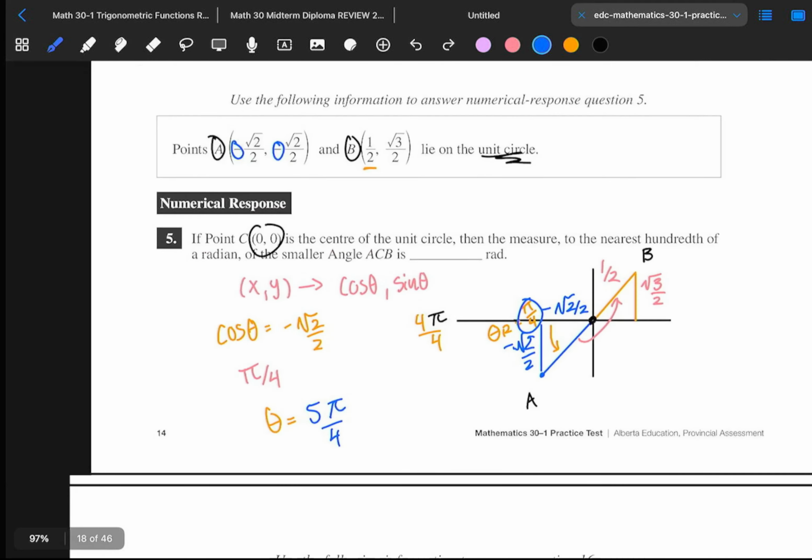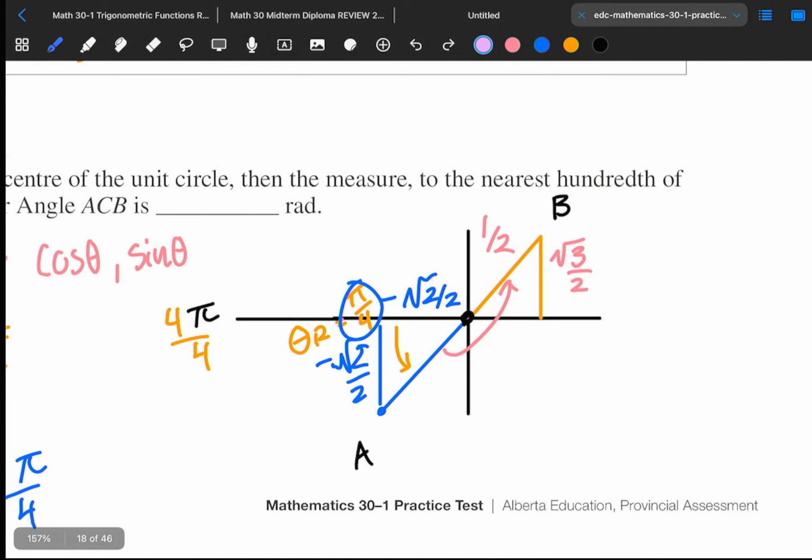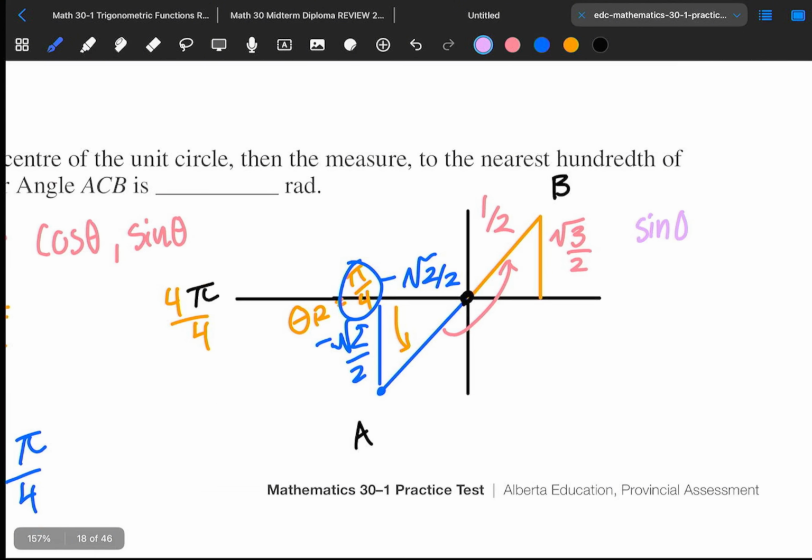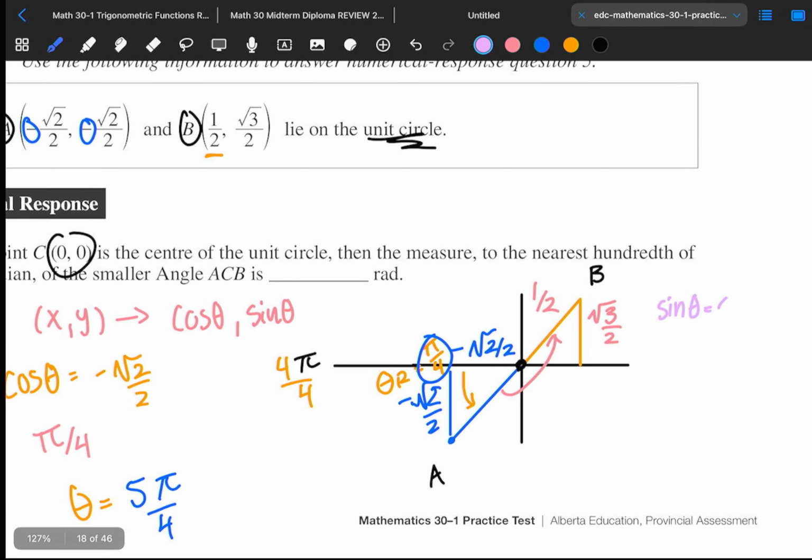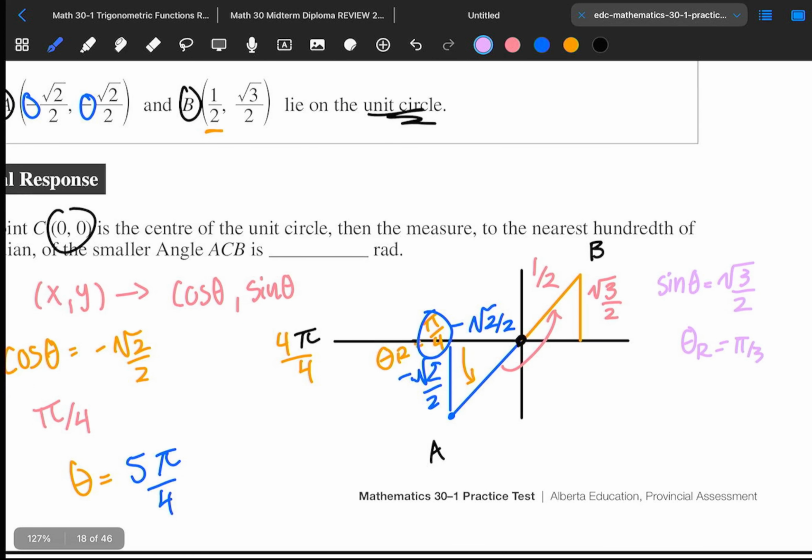Now, in terms of the second one, you're just doing the same thing. You have sine theta equals root 3 over 2. And you'll notice that sine theta is equal to root 3 over 2 when you have a reference angle of pi over 3, or 60 degrees. So since our angle is in the first quadrant, our reference angle is equal to our standard angle. So we're just going to have pi over 3 here.